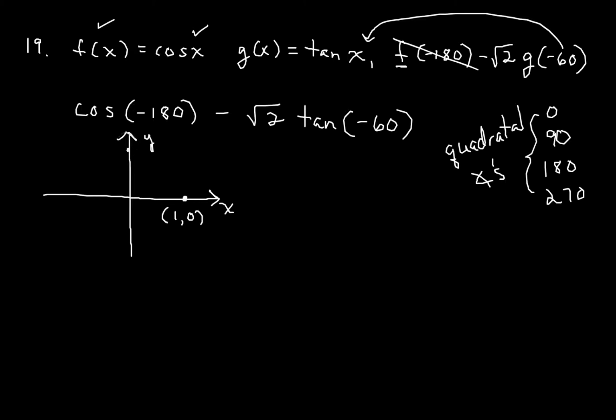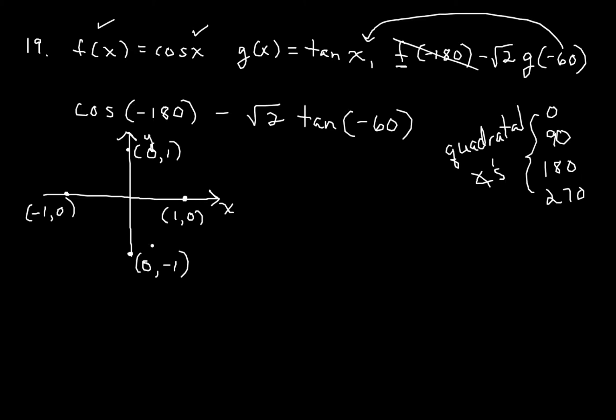This one would be 270 degrees. The coordinates would be 0, 1. This one is 180 degrees. Track it along. 90 degrees, 180 degrees. The coordinates of this one is negative 1, 0. And at 270, it's 0, negative 1.